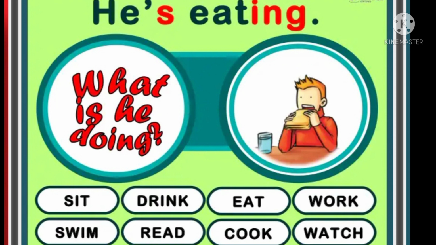The form is subject plus is, am, or are plus the ing form of the verb, the present participle form of the verb, that is the ing form. Present participle is the ing form, past participle is the third form.